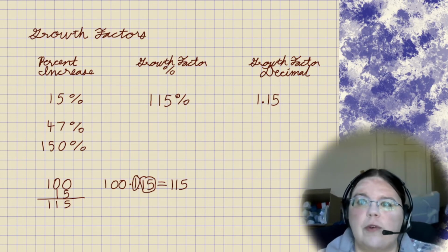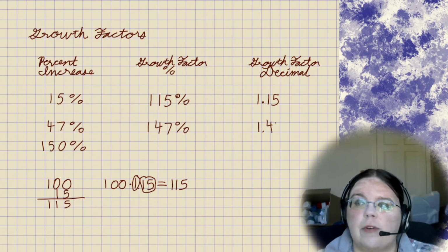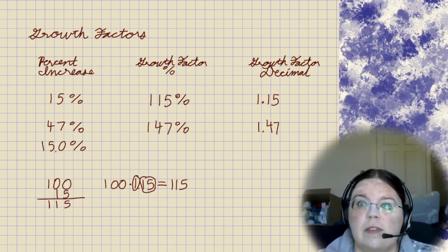Similarly, if you've got a 47% increase, that means you have 147% of what you had before, which as a decimal is 1.47. Also, if you have a 150% increase, these ones get tricky. You still have the previous 100%, which means in all, you have 250% of what you had a while ago, which is a growth factor of 2.5.